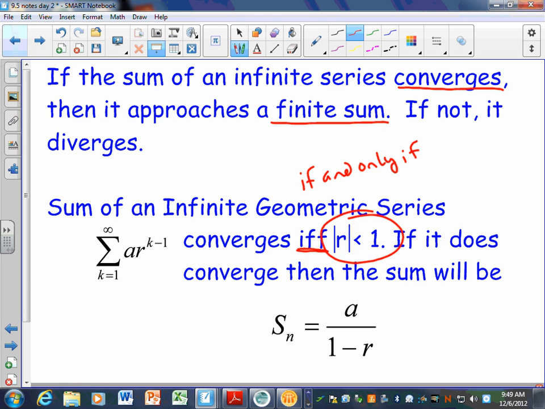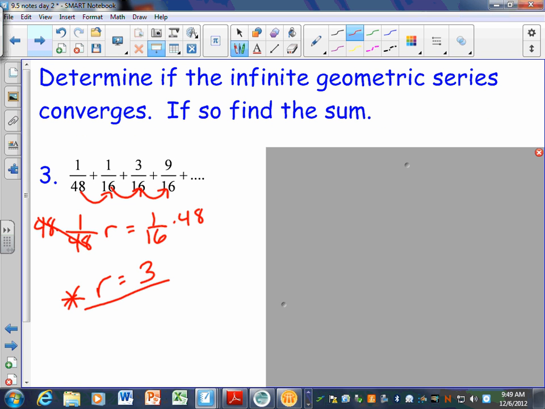The absolute value of r has to be less than 1. Is this going to converge? No, 3 is not less than 1. That means that we're just going to keep getting bigger numbers, and these are each bigger. 1/16, right? Yes, those are each bigger.